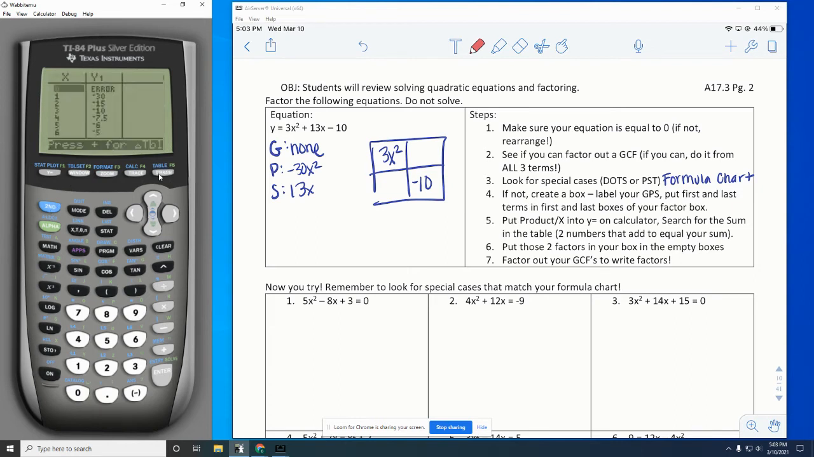Then I will go to the table and search for the sum. I'm looking for 2 numbers that add to 13. So 2 minus 15 would give me a negative 13. That's not a positive 13. So if I keep scrolling and look at the positive version, 15 minus 2 would give me 13. And so those are the two factors that I pull from the calculator. So remember, you put your product, search for the sum. We put those two factors in our box, in the empty boxes, and factor out your GCFs to write your factors.